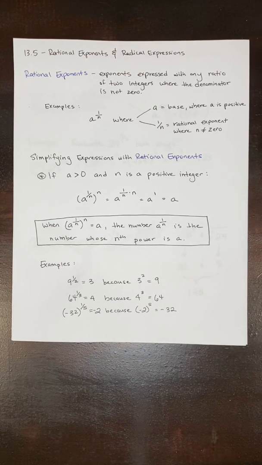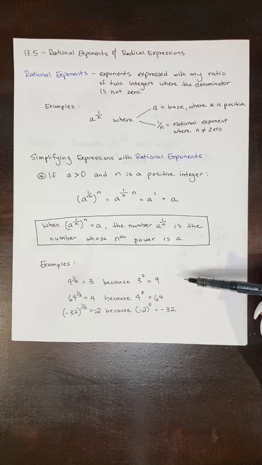Moving on to simplifying expressions with rational exponents. The basic rule of thumb is if a is greater than 0 and n is a positive integer, the number a to the 1 over nth power is the number whose nth power is a. So what does this look like with numerical examples?